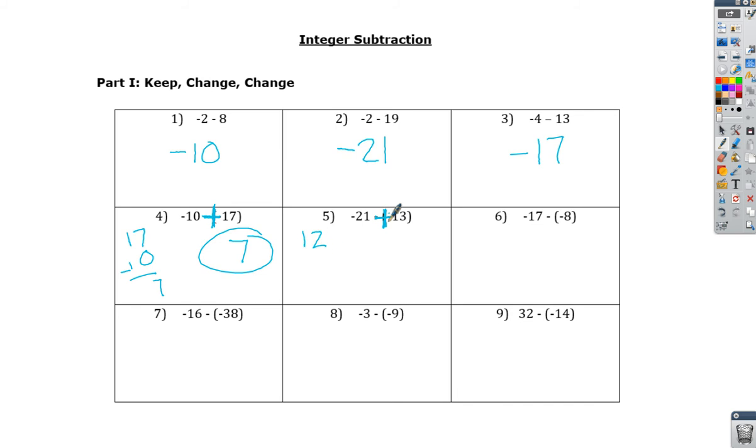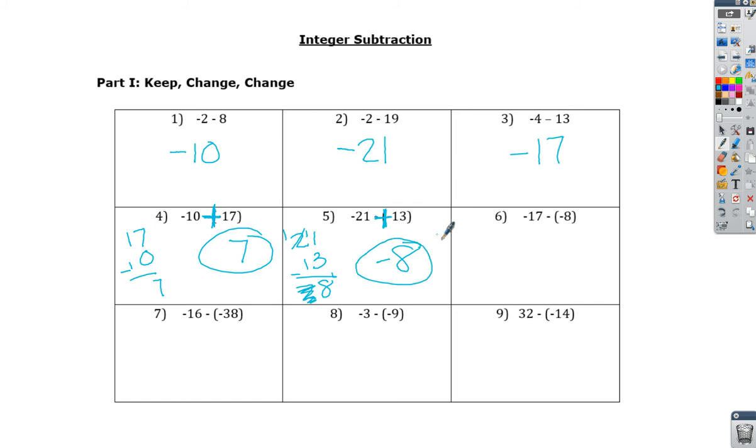So when the signs are different, negative and positive, we take the difference and keep the sign of the bigger number. So 21 minus 13, borrow, we get 8 as our answer, and our larger number is 21, and it is negative, so our answer is -8.